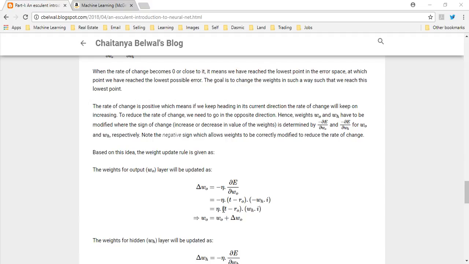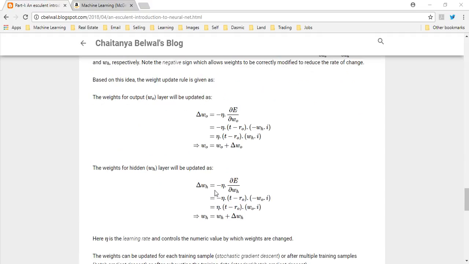Now, one of the important things to remember here is that delta WO mainly determines the direction. We actually do not need to use the full values that are determined, like WH dot I. In fact, there's another method called Rprop where we just take the sign of this value and simply increment or decrement by the learning rate, eta. But in this case, since we are following standard backpropagation, we'll do as it's explained in the textbook and in the original paper.